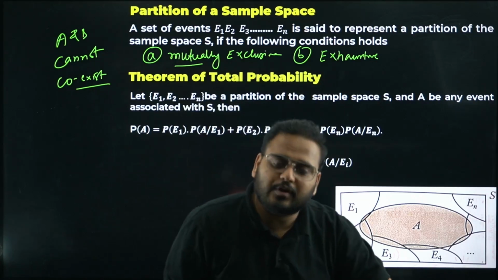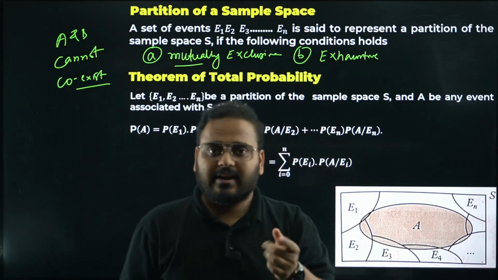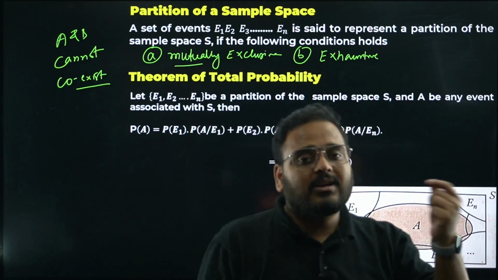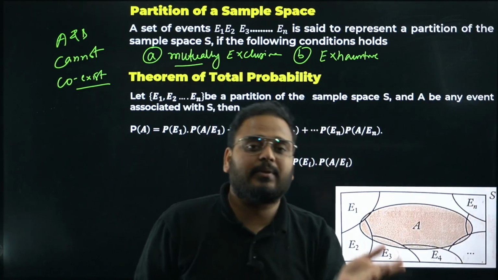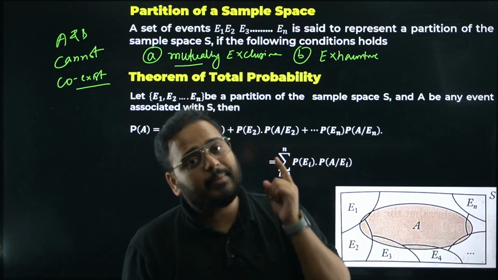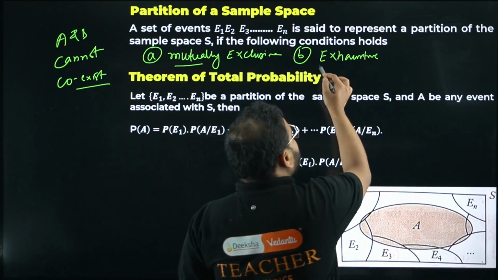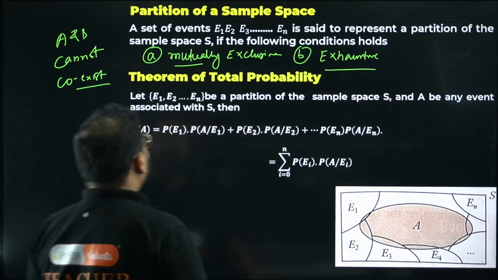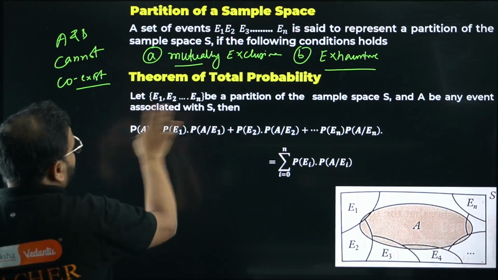Means, for example, if you toss a coin, you will get at least one event, right? You'll either get head or tail. It's not like neither of them can come at once. Okay. Means for any experiment there will be one event for sure. So they have to be exhaustive in nature. Okay. So then we have the theorem of total probability.